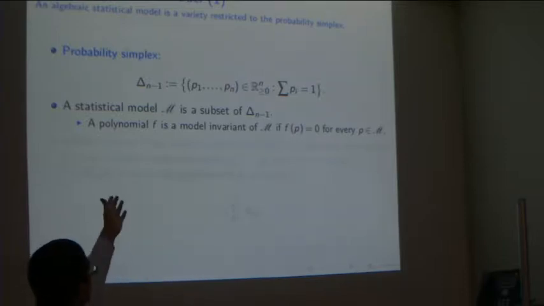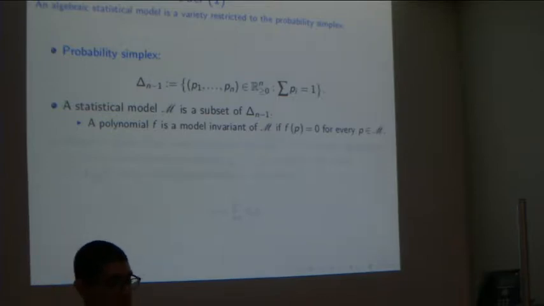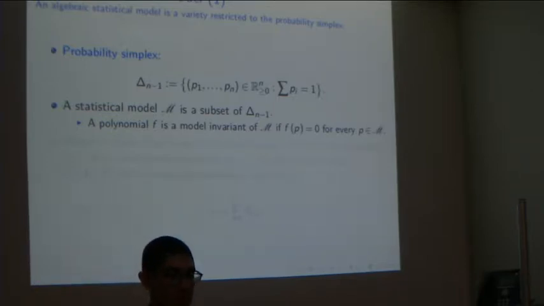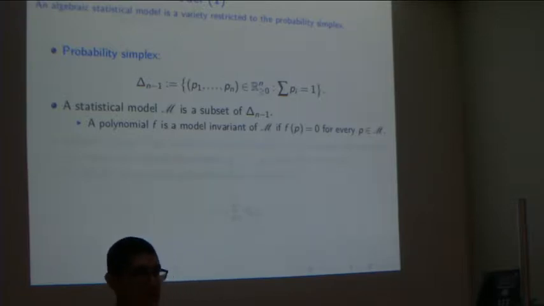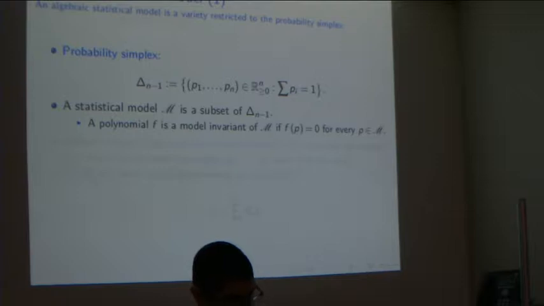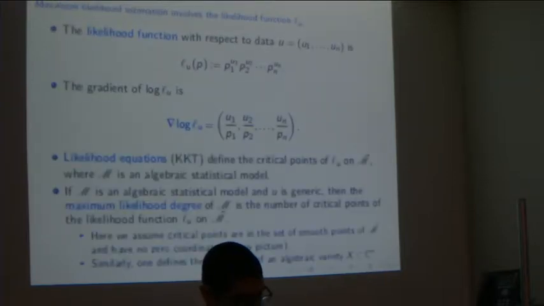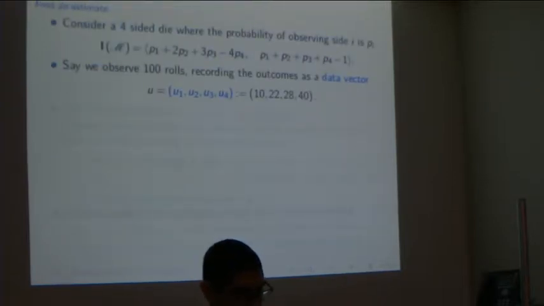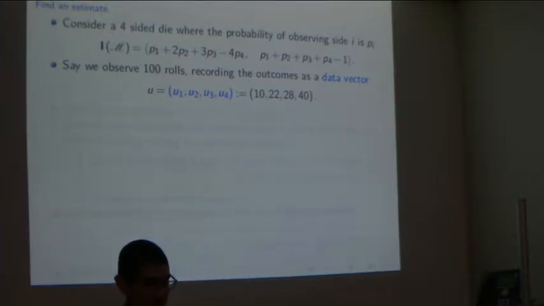Right, so for some model M, we could ask what are its model invariants? What do I mean by a model invariant? A polynomial f is a model invariant of M if for each point in the model, when we evaluate f, we get 0. Makes sense? How should we think about these models? Give some simple example. You'll get a simple example in a couple of slides, but we'll fast forward here to a simple example.